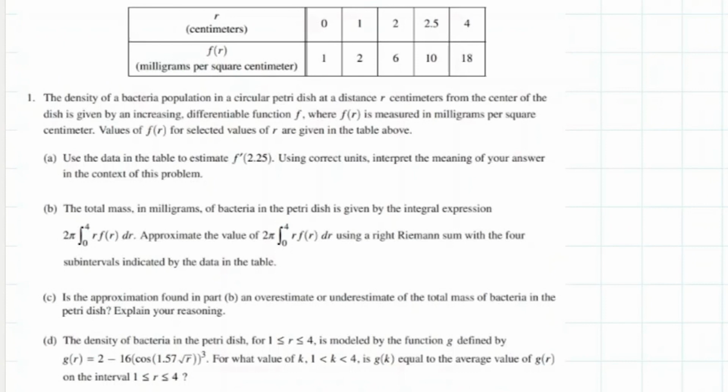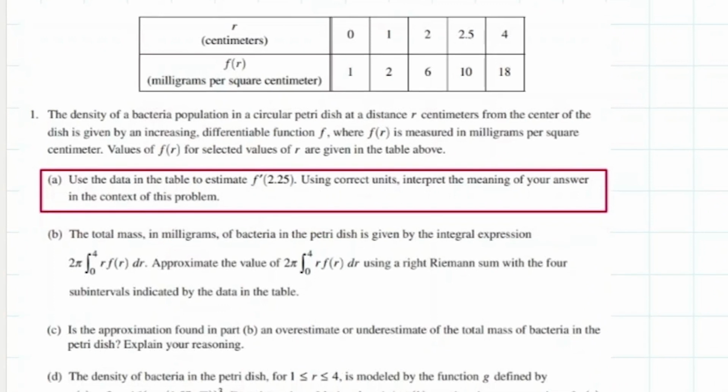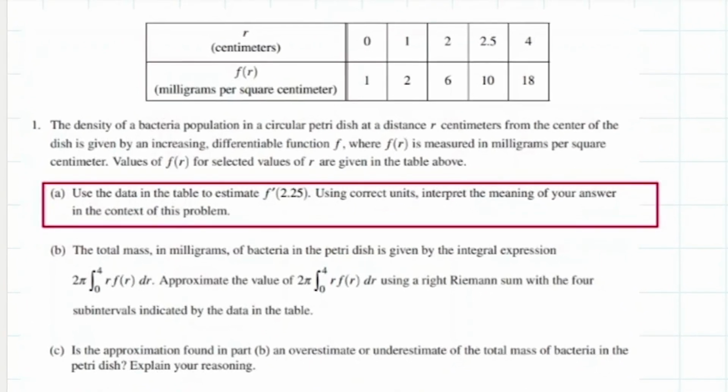In this problem, we're given several data points used to describe the density of a bacteria population at varying radial distances from the center of a petri dish. For part A, we're asked to estimate f prime of 2.25 using only the data given in the table and to explain what this answer means.